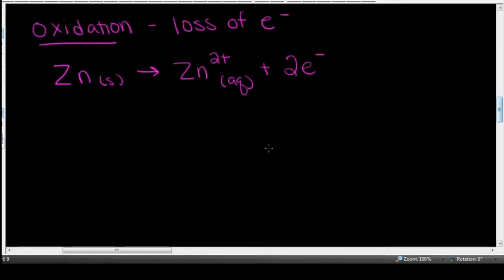Let's talk about reduction. Reduction is the gain of electrons.